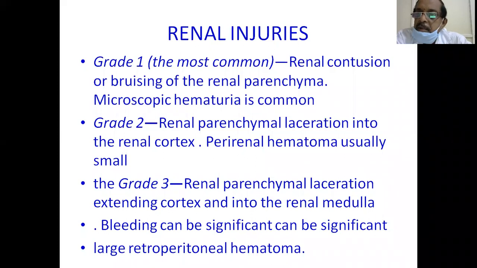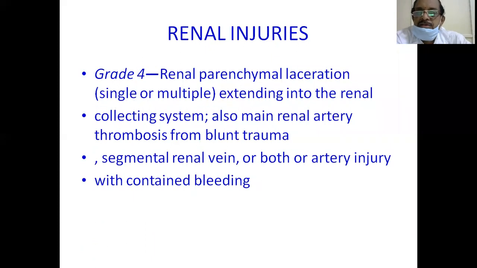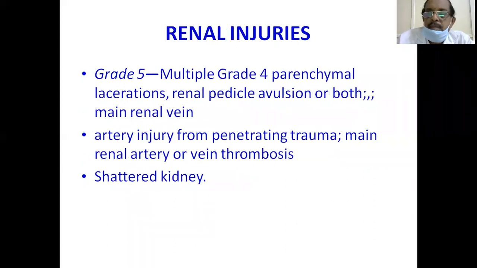Bleeding can be significant, medullary bleeding can be significant, and a large retroperitoneal hematoma can result. Grade 4 injuries to kidney: renal parenchymal laceration, either single or multiple, extends into the renal collecting system. Main renal artery thrombosis also can occur due to blunt abdominal trauma. Renal vein or artery vascular injuries are common in this grade 4.